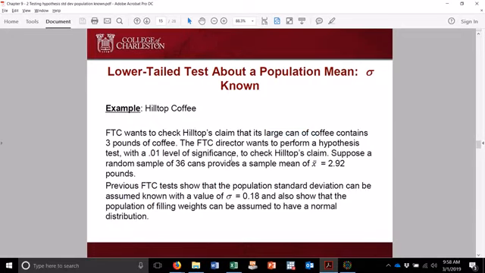So these are the null and alternative hypothesis. This is important because this is a lower tail test. I'm gonna use this information to determine that it is lower tail.